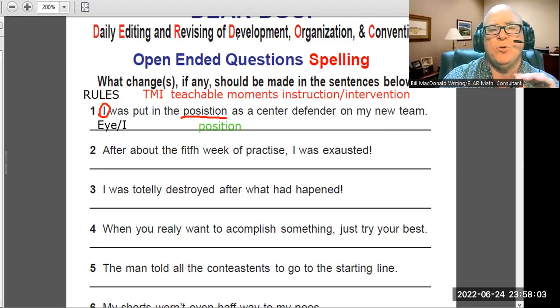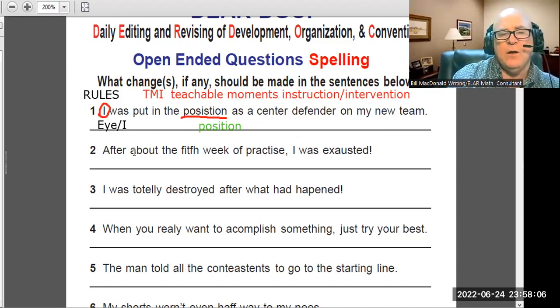Number 2, switching back to red in my Zoom annotations, note-taking, capital. After about the 5th week of practice, comma, bouncing on the table, a shorter bounce, so there's that pronoun I again. I want to circle that and you got to check. Oh, are we talking about the person or a body part? I was exhausted. That is the person, so that's okay.